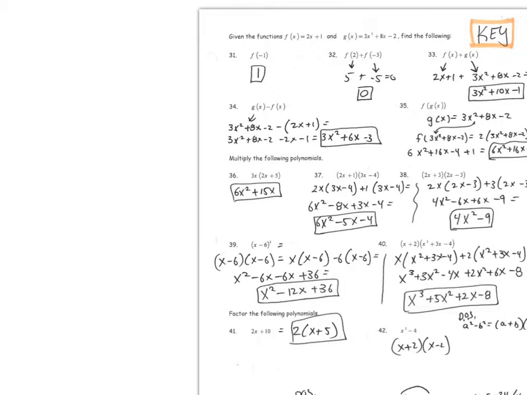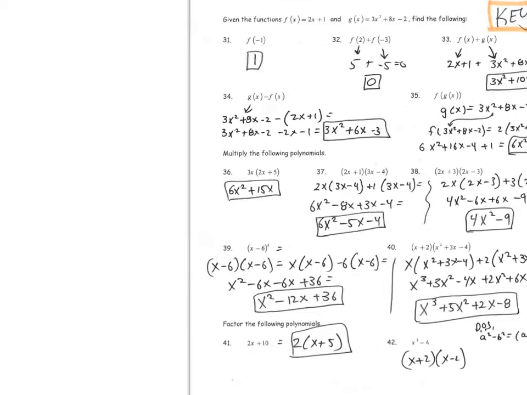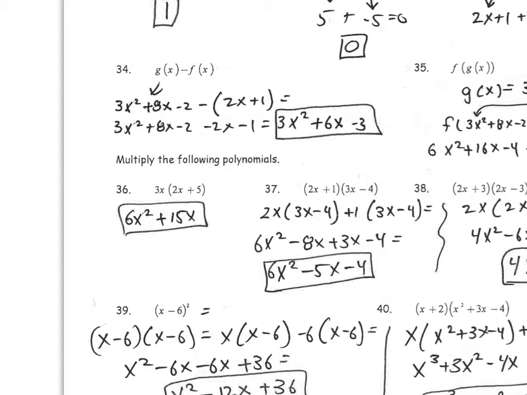Moving on to multiplying. Number 36 is simply single distribution. 3x times 2x is 6x squared, and 3x times 5 is 15x. Final answer.